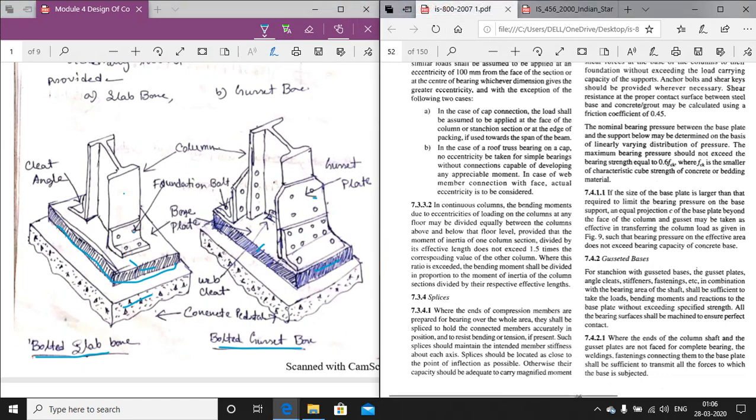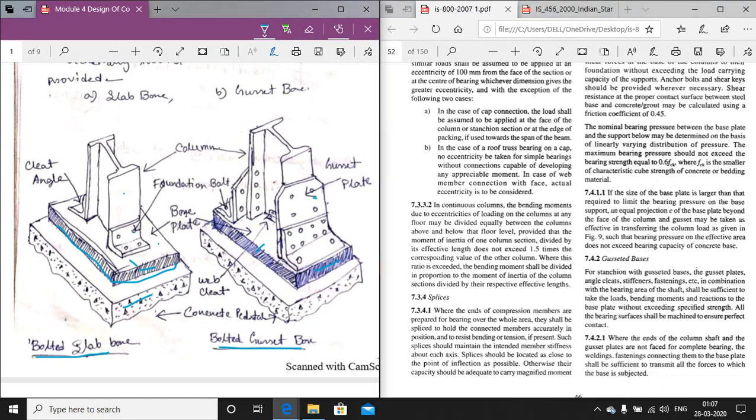The gusset plate is provided to cater for the extra load that is generated. So these are the general two types of column bases. One is the bolted slab base, another is the bolted gusset plate. Various parts of these two connections are given.